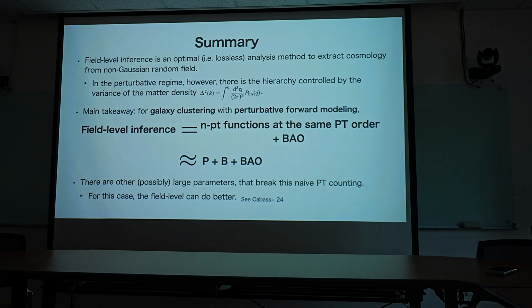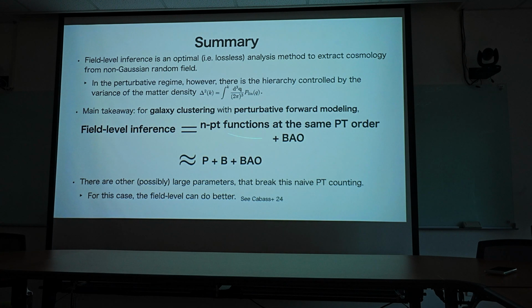So this is a summary. There's so-called field level inference, which is an optimal method to analyze non-Gaussian cosmological data. And people hope to use this to get much more information compared to the power spectrum and bispectrum. But what we found is, as long as you are working in the perturbative regime, there's always some hierarchy controlled by this expansion parameter. And the takeaway is that for galaxy clustering in the perturbative regime, full field level inference is almost equivalent to the power spectrum plus bispectrum. And I hope I could convince you that you don't have to work on the field level stuff. And that's it. Thank you.